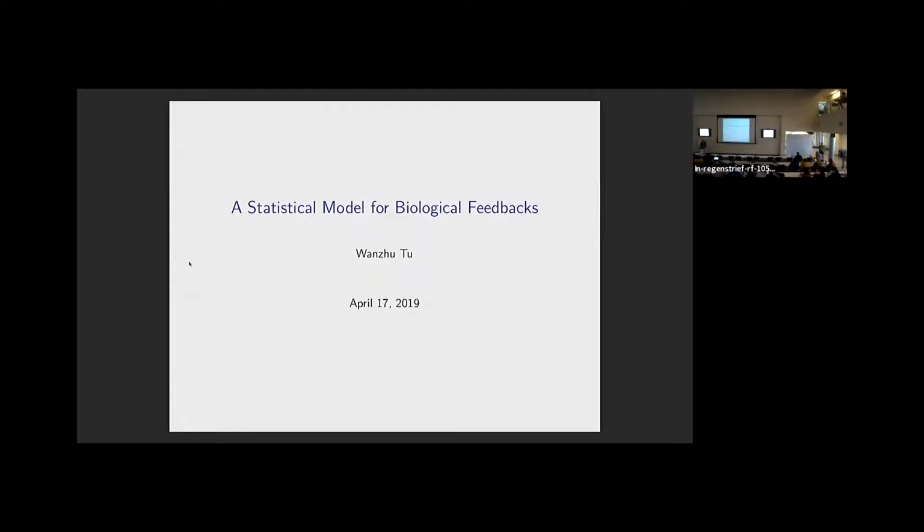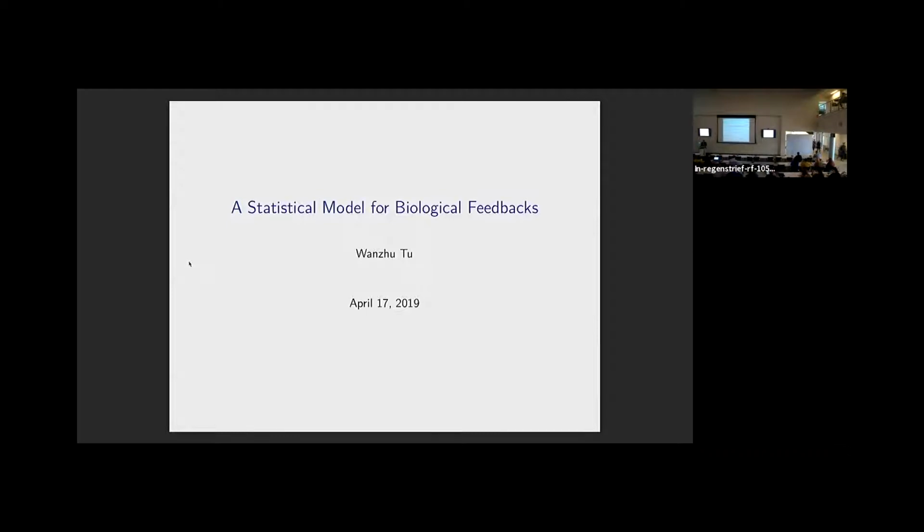I'd like to use this opportunity to tell you a little bit about this new statistical model that I'm proposing. And this is for the modeling of biological feedbacks. Okay. And I try to minimize the mathematical derivation and equations, but there are still a few there. And if you don't want to look at the Greek letters, don't look at them.